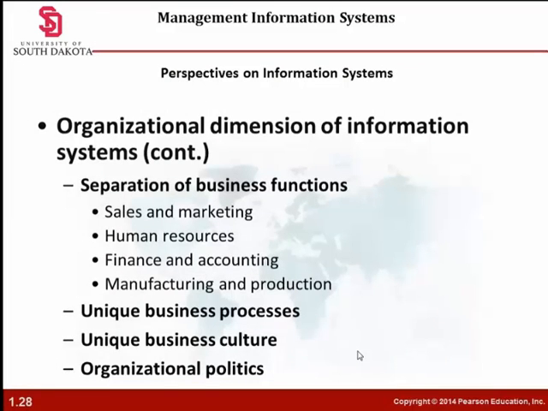If we look at organizational dimensions of information systems, there's a separation of business functions, such as sales and marketing, human resources, finance and accounting, manufacturing and production. Each one has unique business processes, unique business cultures, and organizational politics. There are many organizational factors that will shape the information systems.